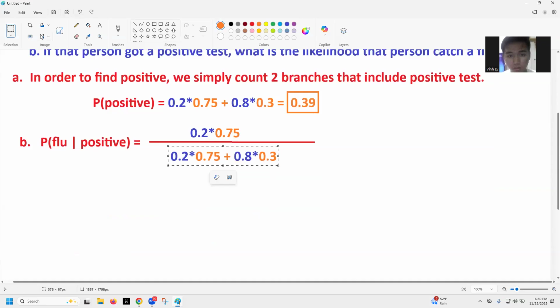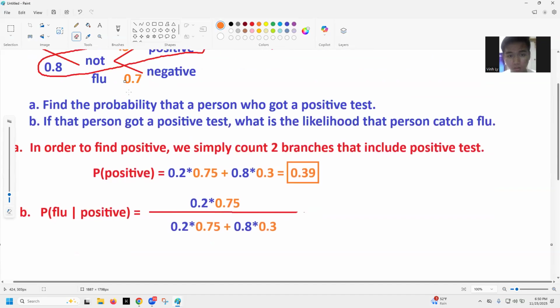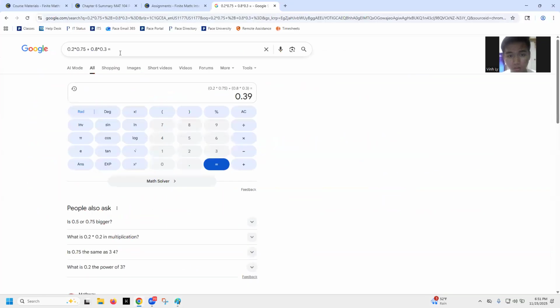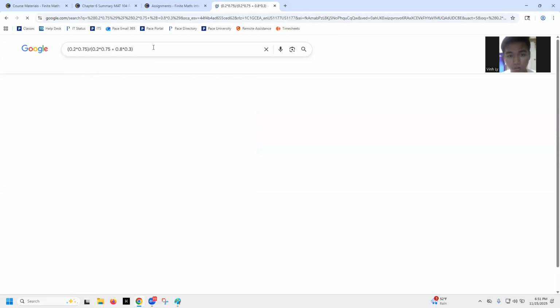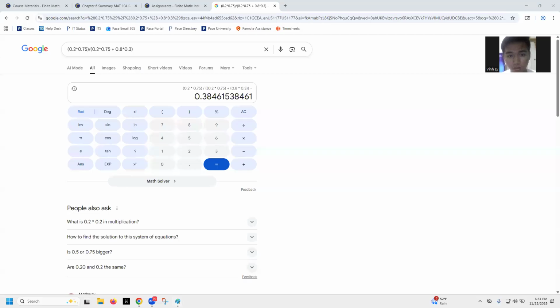So that's going to give us the final answer. Remember that we always have to take one of these branches divided by the total of the sum of those two branches for the final answer. So that's going to give us 0.2 times 0.75 over the sum of these two. So we got the answer is 38.4%.